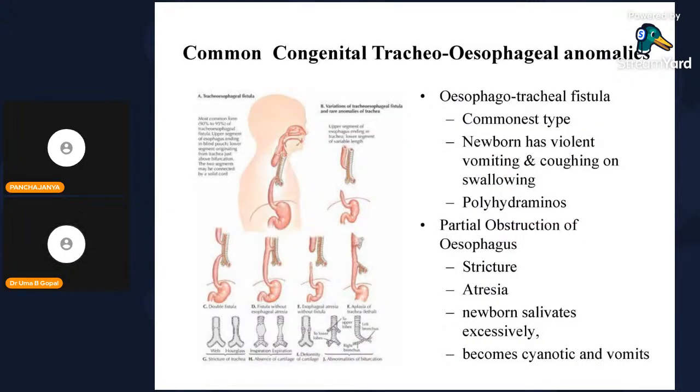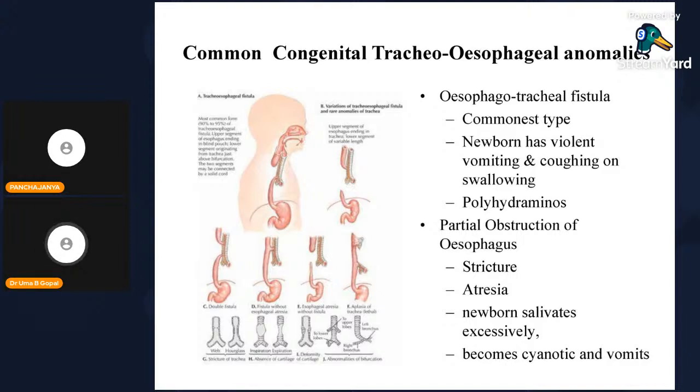This is related to the applied aspect of the esophagus: congenital tracheoesophageal anomalies. In the initial stage, the esophagus gives off a tracheal bud, and if the connection is still persisting, it is responsible for this kind of anomaly. So there will be a two-way opening, esophagotracheal fistula, which is the commonest type.